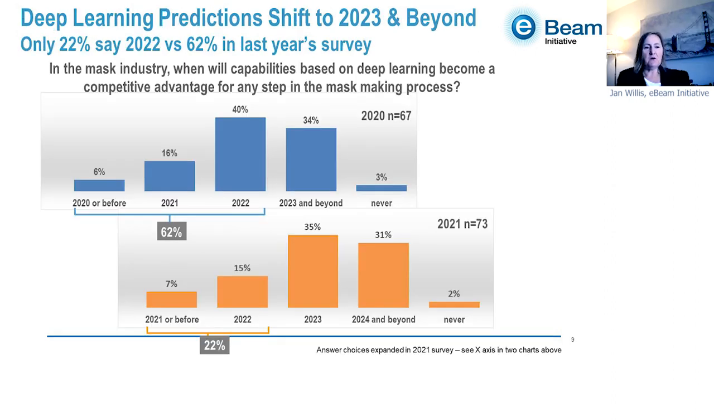Now, on a different note, we look at a question that we've repeated from last year on deep learning, where we're asking when capabilities based on deep learning will become a competitive advantage for any step in the mask making process. When you look at this year's results on the bottom, in gold, you see that 22% indicate that the year would be by 2022, versus last year when 62% had predicted the year 2022. So when we see this kind of shift in the results, we know that the predictions are certainly less certain.